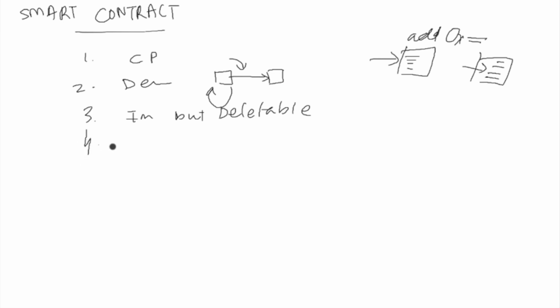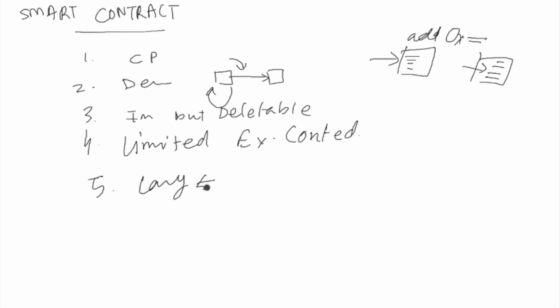Now fourth one is limited execution context. So you have only 4 contexts to execute this, which we are going to discuss later in time. Then fifth one is language. So we have different languages right now. So mostly we use Solidity in Ethereum to deploy the smart contract or to write the smart contracts.